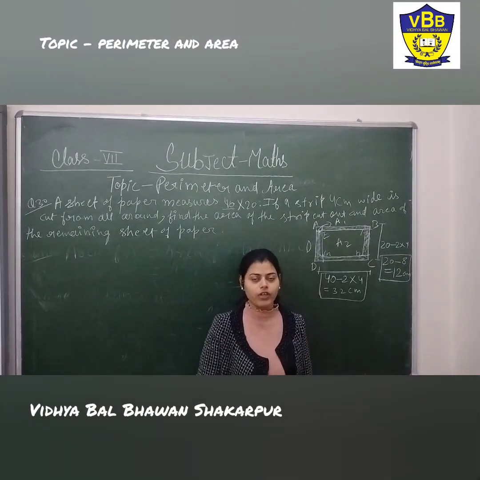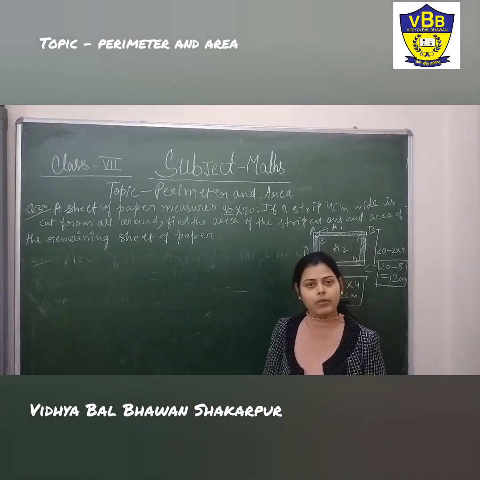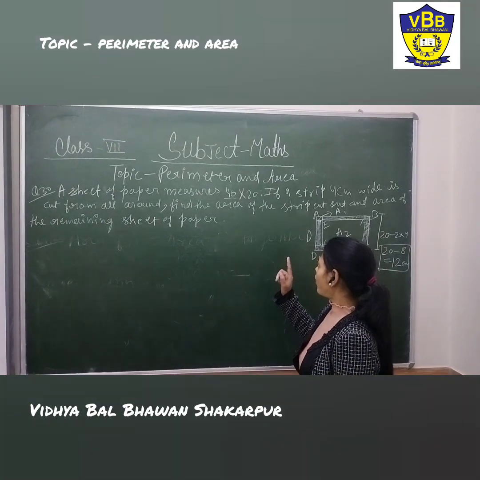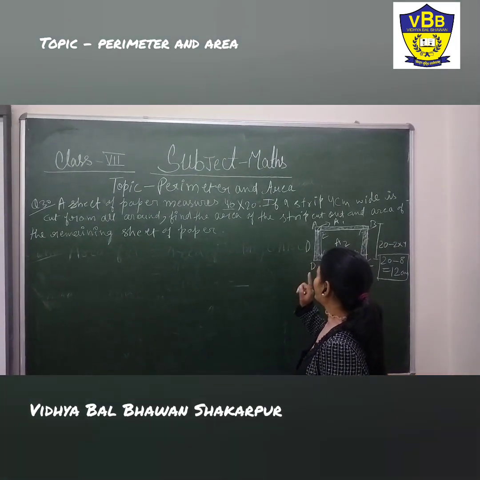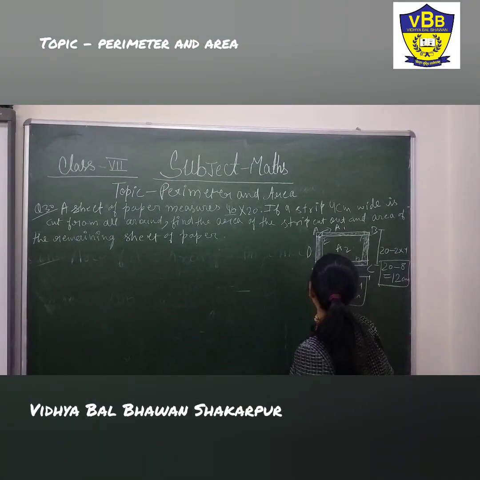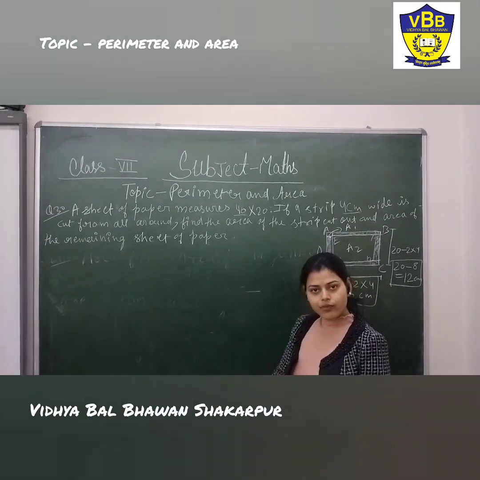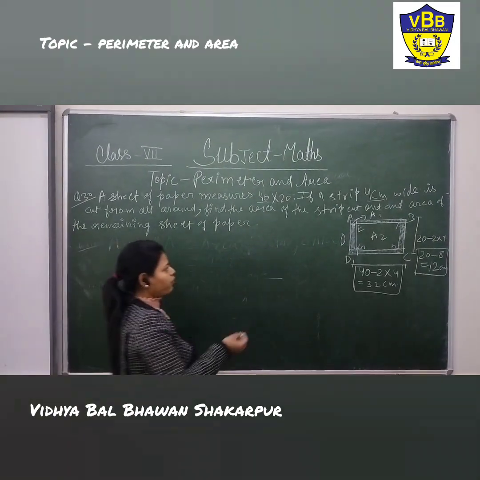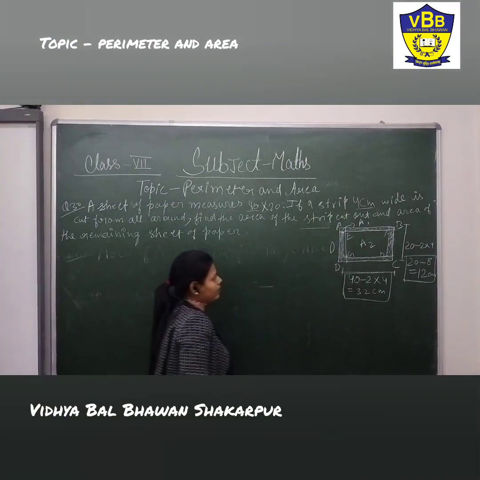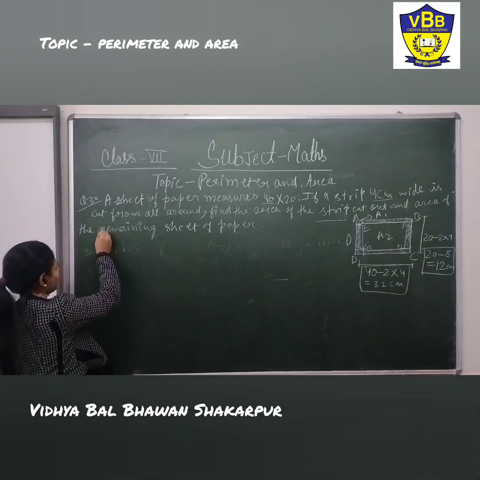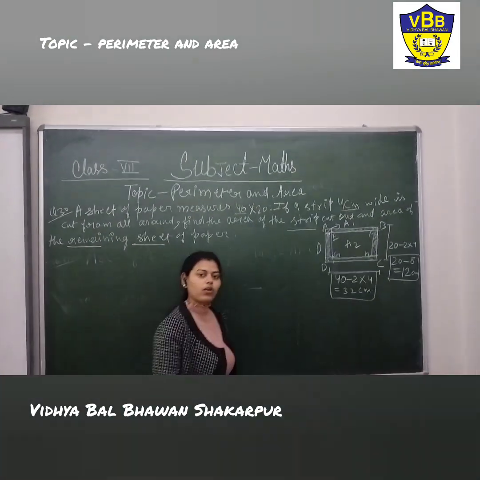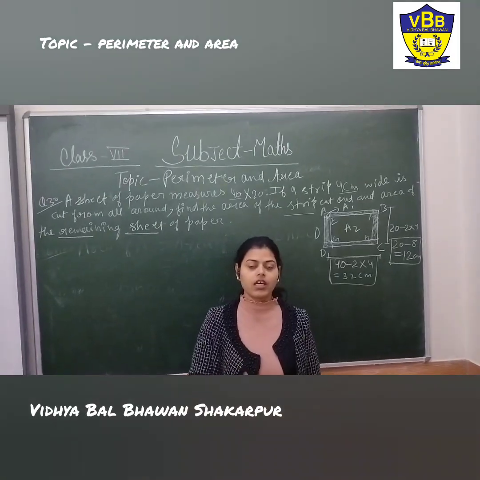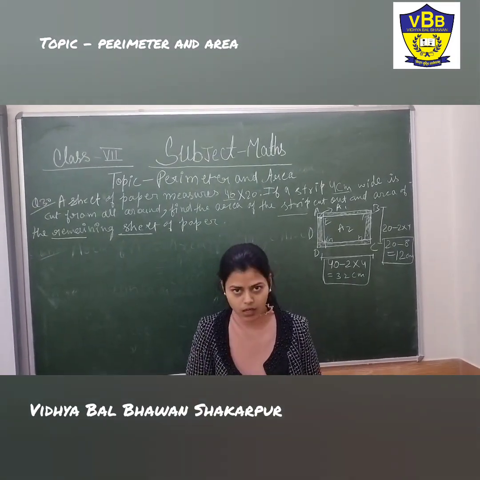I am your maths teacher Nureen, and today we are going to do question number 30. As it is written on the board, a sheet of paper measures 40 centimeter by 20 centimeter, and a 4 centimeter wide strip is cut from all around it. Find the area of the strip. You need to find the area of the strip cut out and the area of the remaining sheet. So in this question you need to calculate two things: one is the remaining area and another is the area of the strip that you are cutting out, right?